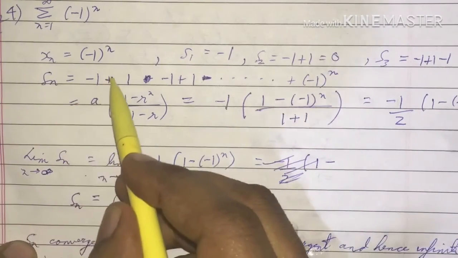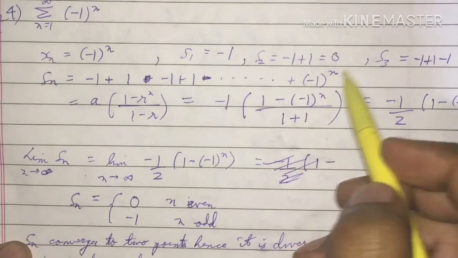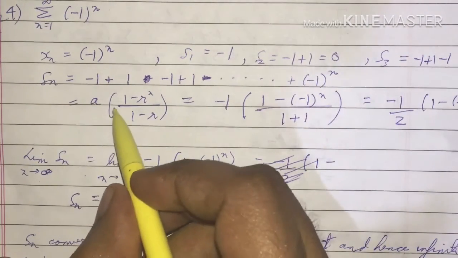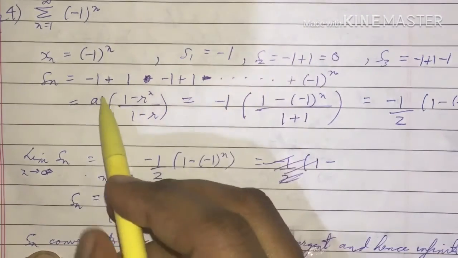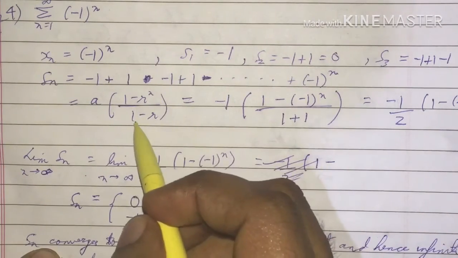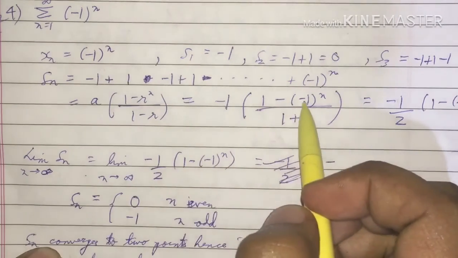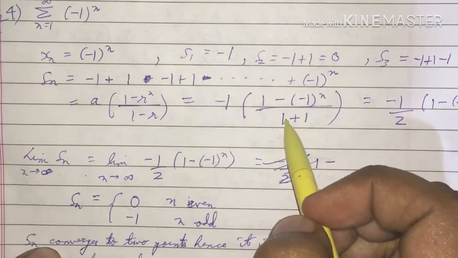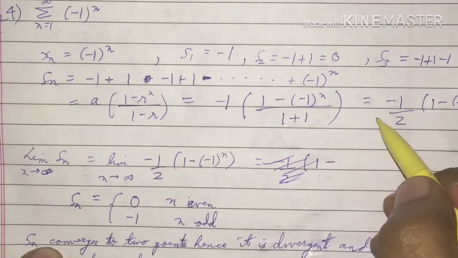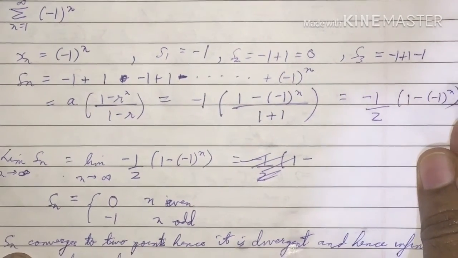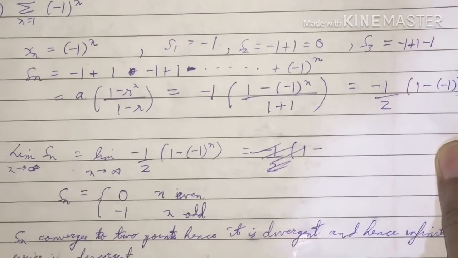So Sn in general is minus 1 plus 1 minus 1 plus 1 and so on plus minus 1 raised to n. This is again a geometric progression with common ratio minus 1. So it is a into 1 minus r raised to n upon 1 minus r. First element minus 1 times 1 minus common ratio minus 1 raised to n upon 1 plus 1, which is 1 minus of minus 1. This is basically minus 1 upon 2 into 1 minus minus 1 raised to n.